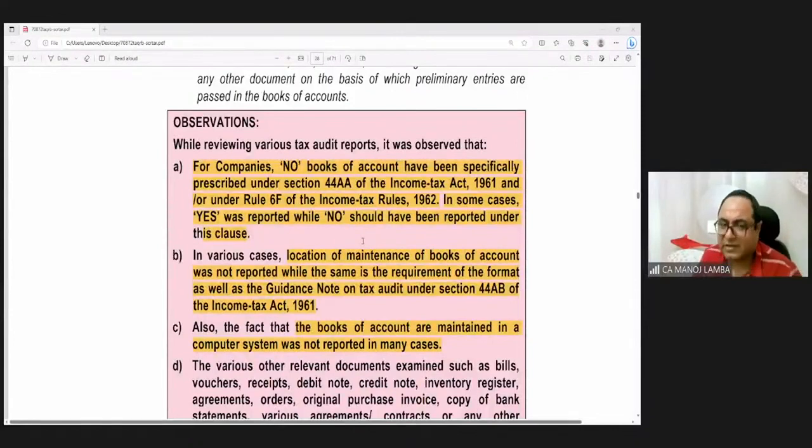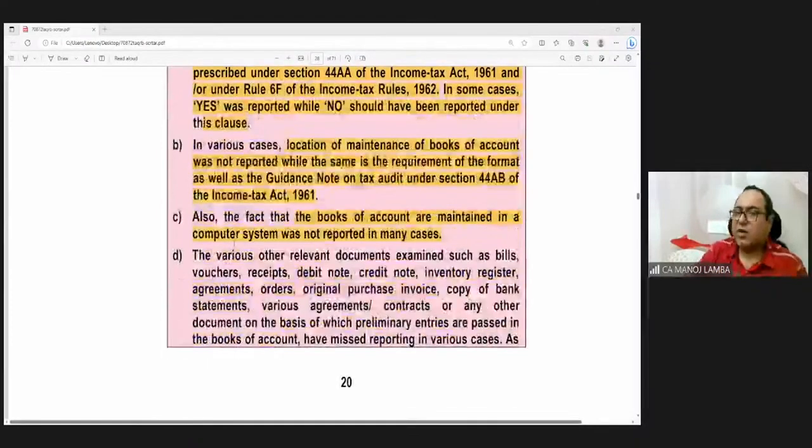The second very important observation, as pointed out by our Honorable Taxation Audit Quality Review Board: the location of maintenance of books of account was not reported, while it is a requirement of the form. Books of account maintained is mentioned, but where are these books of account? Where is the location? Different books can be at different locations. Then each different location is to be mentioned. This is a statutory requirement of Form number 3CD, but in many cases we ignore this. The location of maintenance of books of account was not reported, while it is a requirement of the format as well as the guidance note on tax audit under Section 44AB of the Income Tax Act.